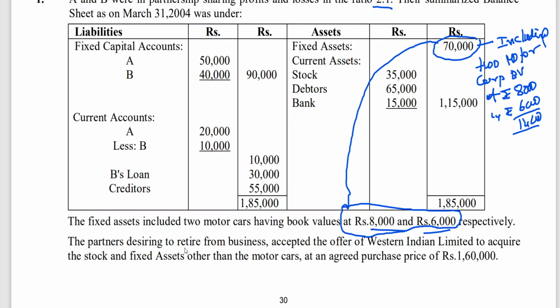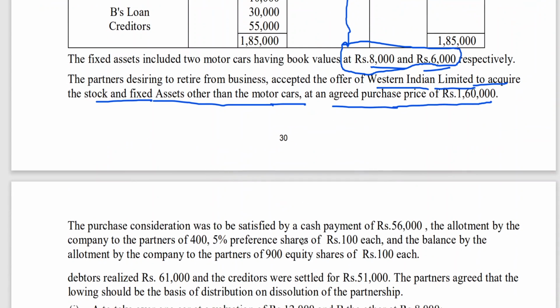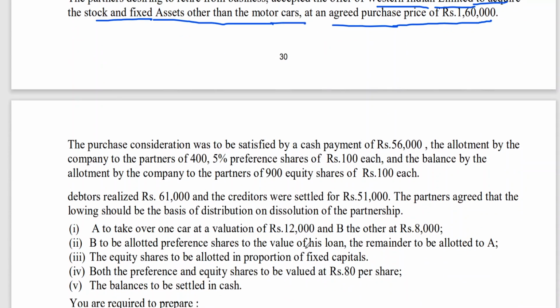Okay. The partners desired to retire from the business and accepted the offer of Western Indian Limited Company to acquire the stock and fixed assets other than motor cars at an agreed purchase price of 1,60,000. The purchase consideration was to be satisfied by a cash payment of rupees 56,000, the allotment by the company to partners of 400 5% preference shares of 100 each, and the balance by allotment of 900 equity shares of 10 each.